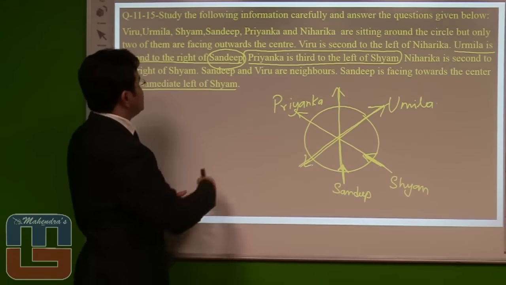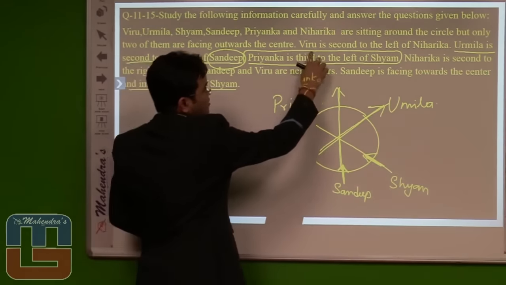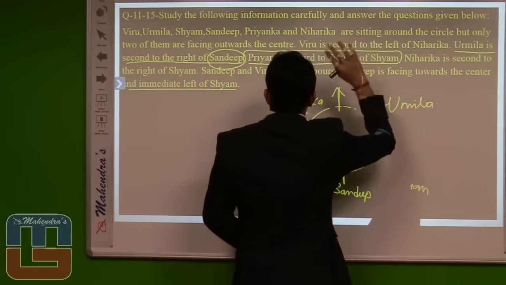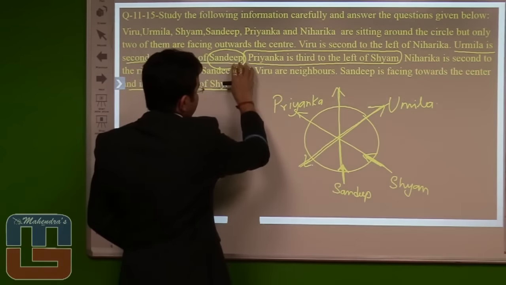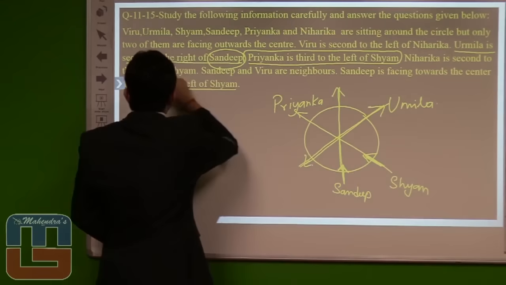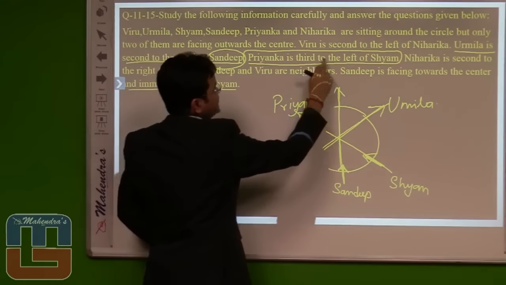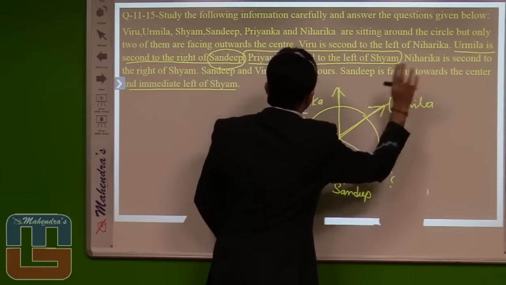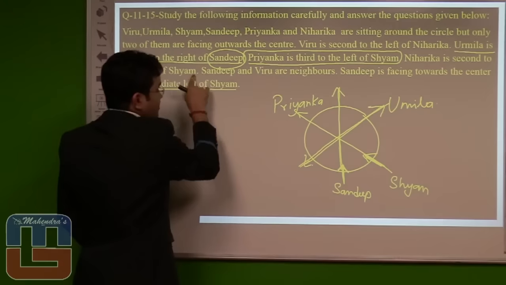Now it is very easy. Start with the very first one. First, Viru is second to the left of Niharika. We have not drawn Niharika. So next one, we have drawn this one. Umila is second to the right of, we have already drawn. Priyanka is third to the left of Shyam. We have already drawn.